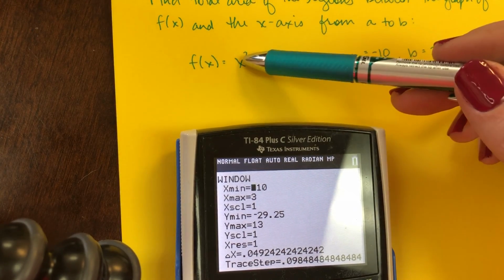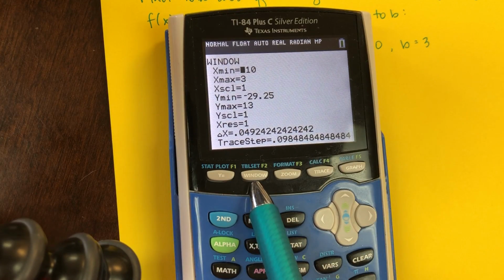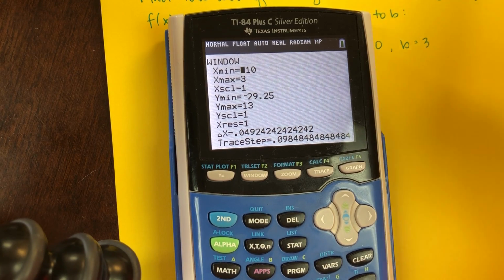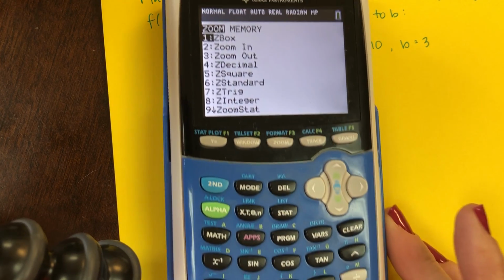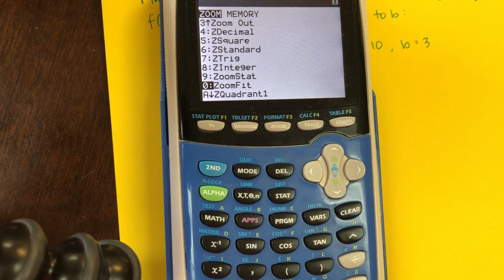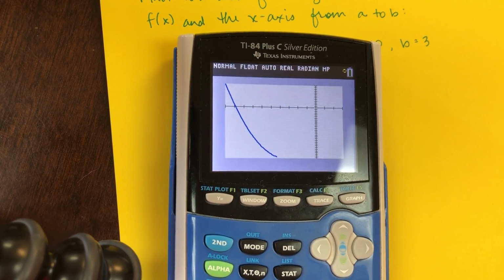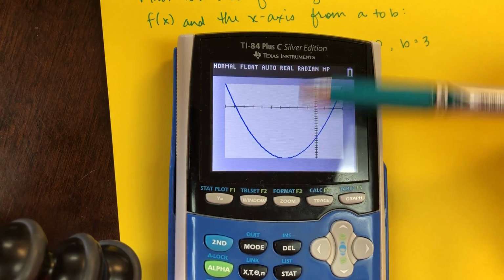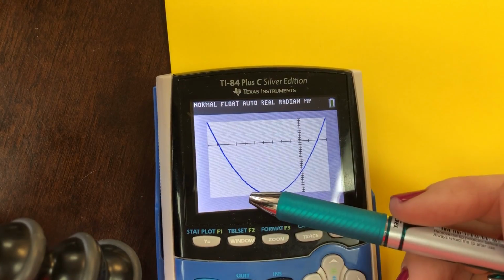So on this kind of problem, put this into Y1, hit your window button, very important, set your X-min to your left wall, your X-max to your right wall, and then hit zoom, top middle, and select zoom fit, which is a little bit farther down, it's zoom 0. If I hit zoom fit, the calculator will take the left wall and the right wall, and it will automatically adjust the y's so that I see what I need to see. Okay, so I have this lovely parabola, which looks like this.